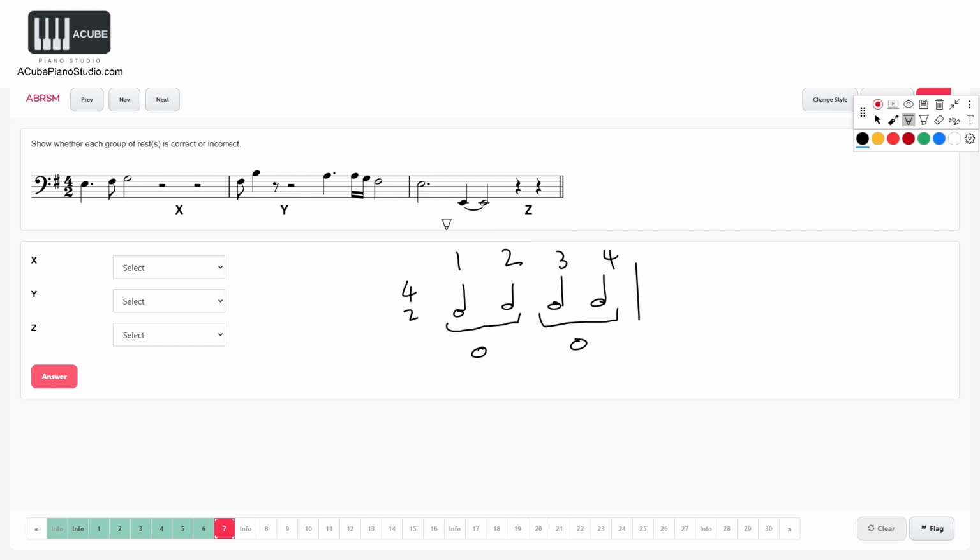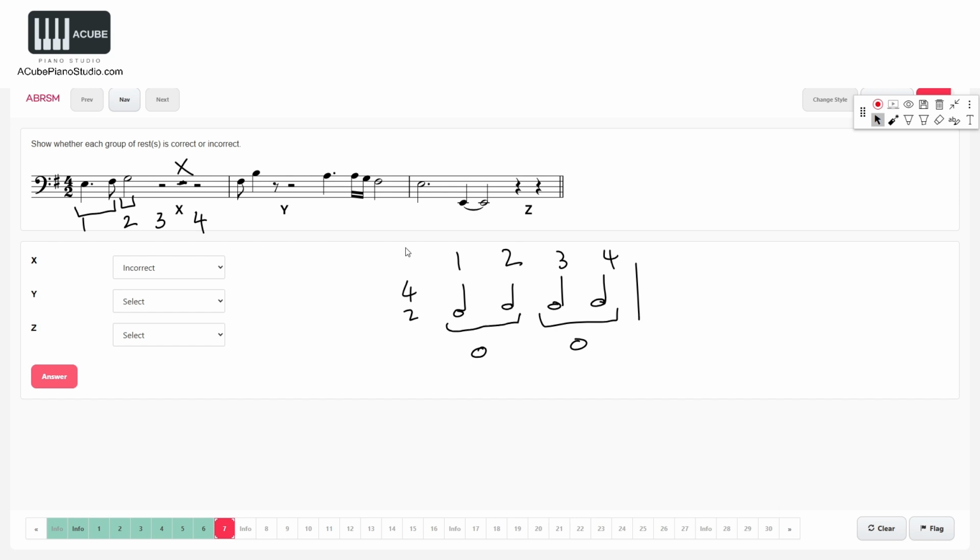Okay, so now let's take a look at this. Let's count in terms of minimum beat. This is the first minimum beat. This is the second minimum beat. So this is the third minimum beat. This is the fourth minimum beat. Remember, the third and fourth can be grouped together. So instead of writing 2 minimum rests, we can use a semibreve rest here, which is this. So this is incorrect. So X is incorrect.